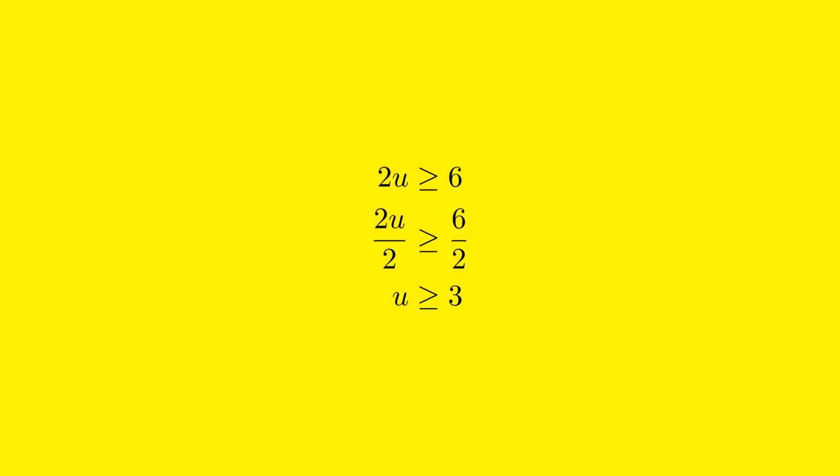Therefore, the final solution to the inequality 2u plus 7 greater than or equal to 13 is u greater than or equal to 3. In interval notation, it is written as square bracket 3, comma infinity round bracket.